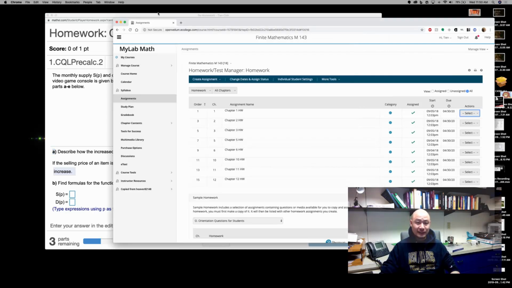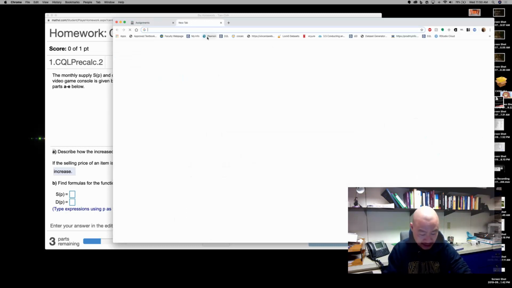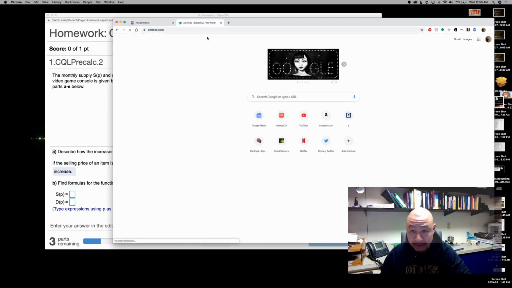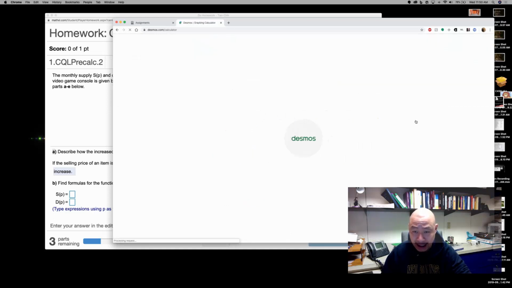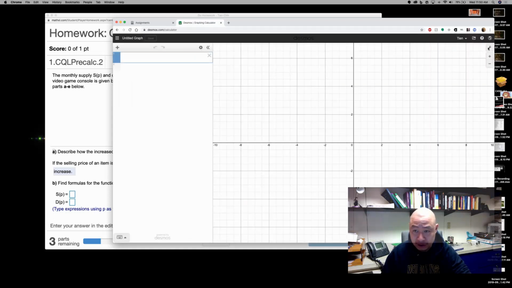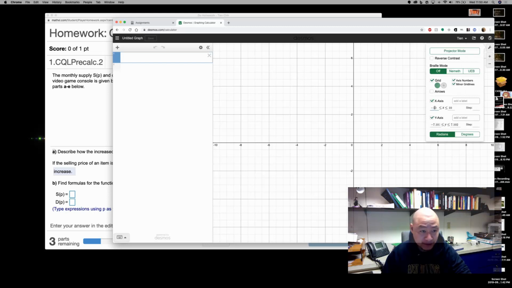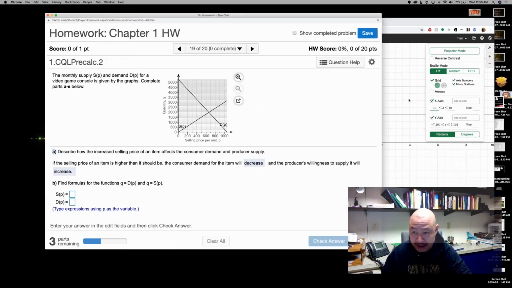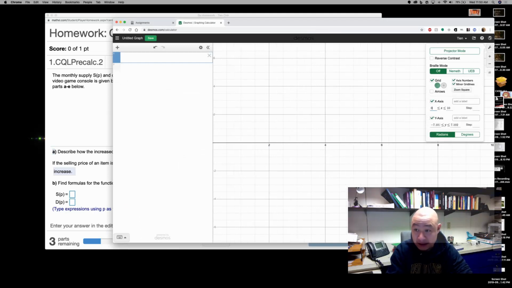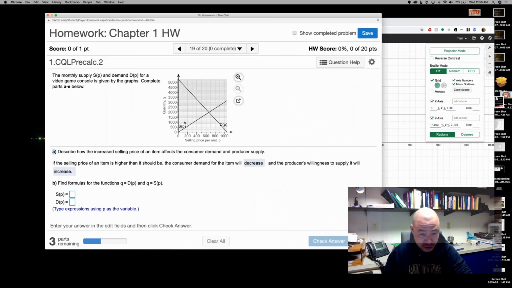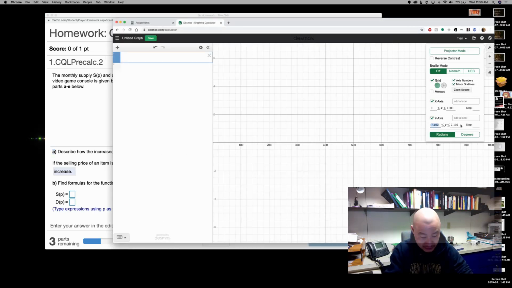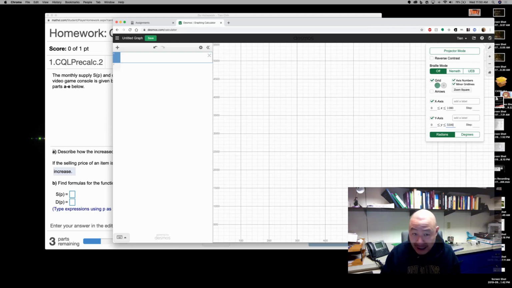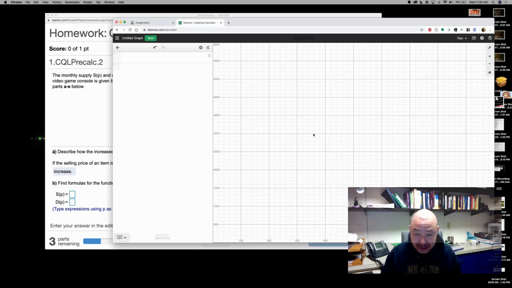So normally one would do this on paper and pencil, but because I'm screencasting, I'm going to use Desmos here to illustrate it. And the first thing I'm going to do is set the screen here to look like the screen here. So 0 to 1,000 for X, 0 to about 5,000, maybe 5,500 for Y. Zoom out a little bit. All right.